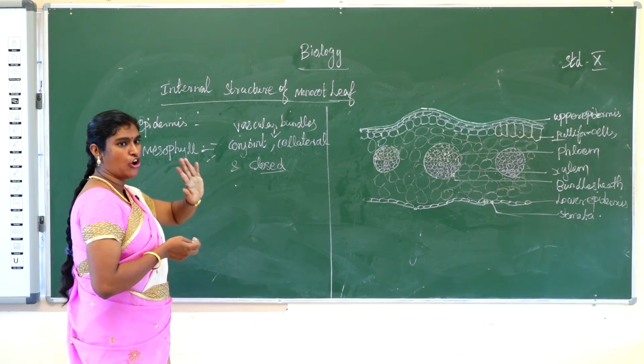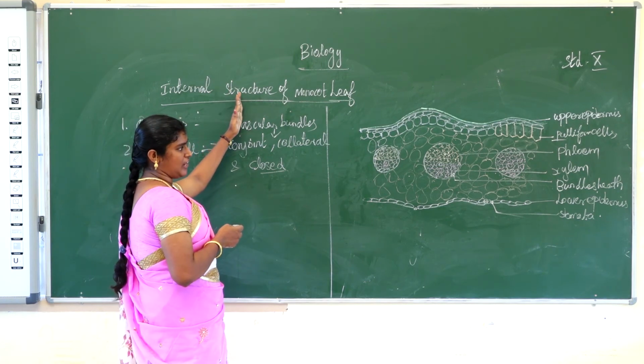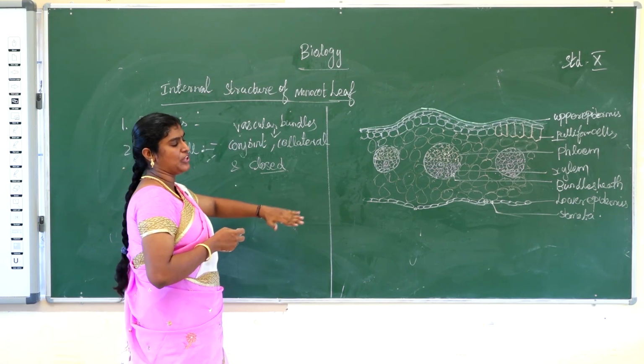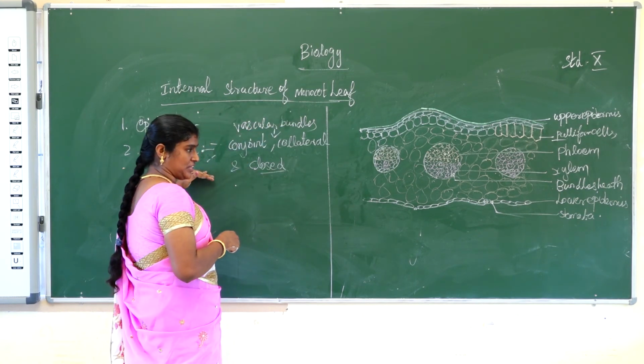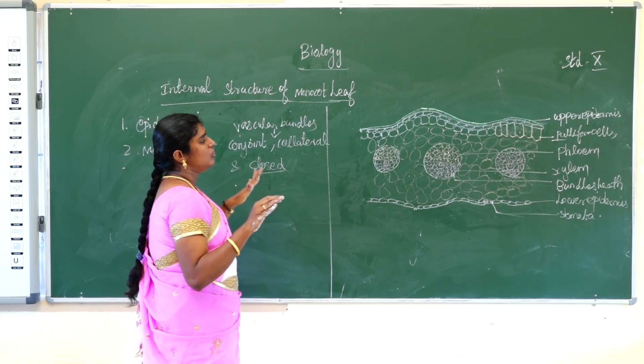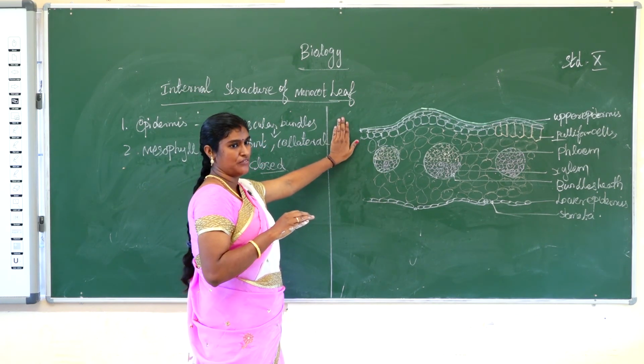Main difference between the monocot leaf and dicot leaf, only one main difference. In the dicot leaf, the mesophyll is differentiated into palisade parenchyma and spongy parenchyma. But in the monocot leaf, the mesophyll is present but not differentiated. This is the only main difference between the monocot leaf and dicot leaf.